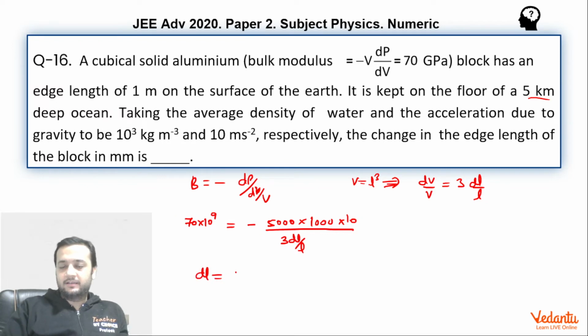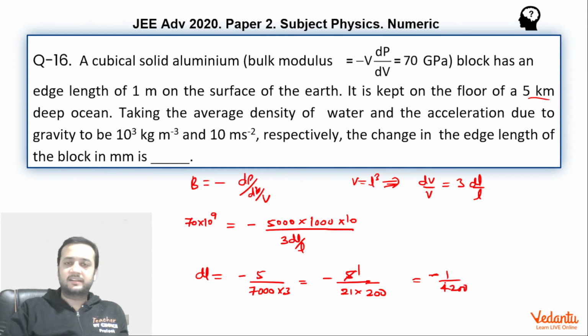So we can say that dl will come out to be, if you put L as 1 over here, this will become 5 and there are 7 zeros over here. 7 zeros will get cancelled. So we will be left with the 7000, right? And 3 is also left over here, right? So what do we get? 7 3s are 21. So basically we can make this as 21 into 1000, and 5 will become 1. So this will become 1 upon 4200. Negative sign, just as I told you, just means that it will be a decrement.